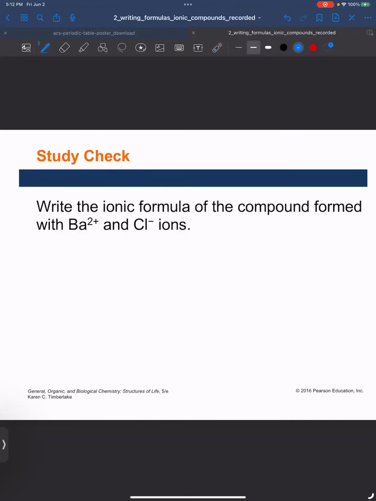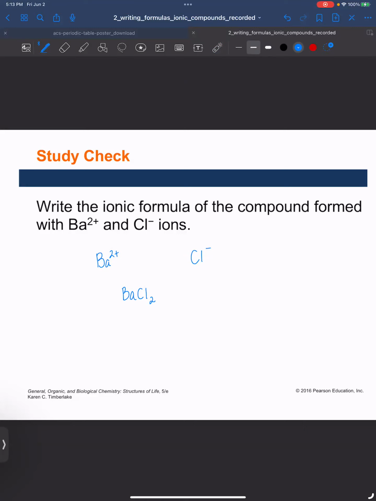All right, so we have barium, which is in group 2, so it has a +2 charge, and chlorine, which is in group 17, so -1 charge. Crisscross rule, 1 goes down here, 2 goes down here, so the formula would be BaCl2.